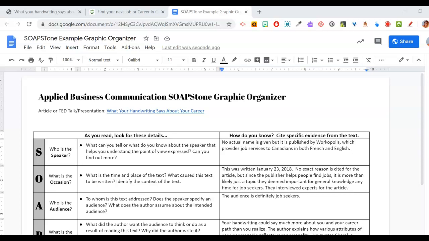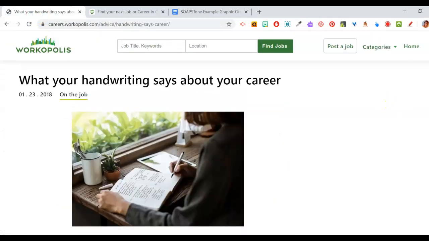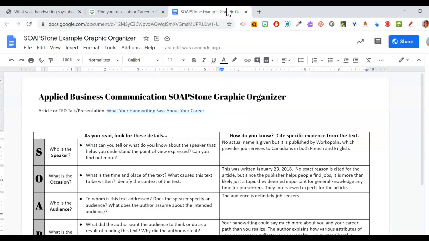Now, if you use a TED talk, you may have to go a little farther, reading the description of the video or following some information to find out more about your speaker because it may not be inherent in the presentation itself. Same thing with an article, you may have to click somewhere to find out that information, but you are reading this analytically. So in my example, I went to Workopolis and found this career article, what your handwriting says about your career. And then I went ahead and completed my graphic organizer.